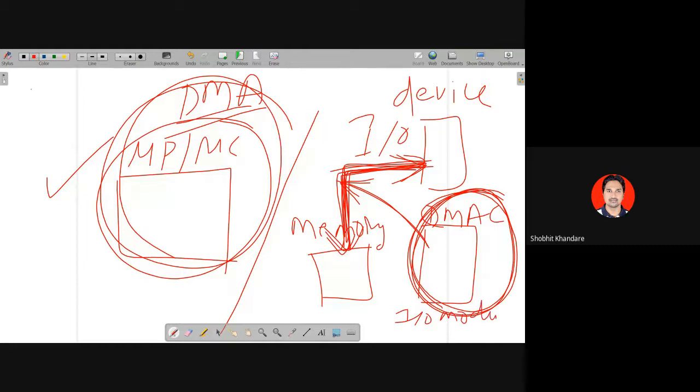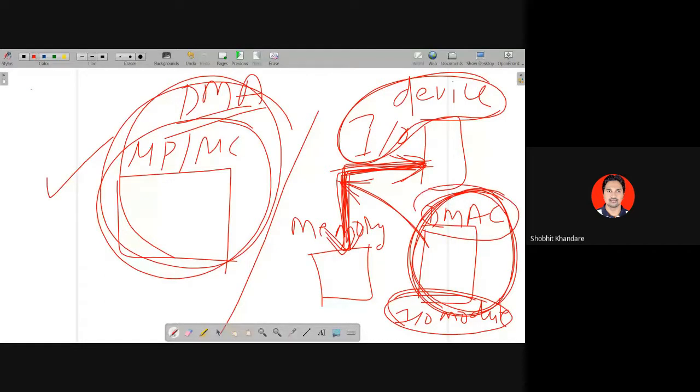Now there is a difference between an IO module and an IO device. There is a difference between the two. An IO device means your device, suppose a keyboard, a mouse, a monitor, they are called IO devices. An IO module means that which is responsible to carry out the data transfer between the memory and the device. So that is called an IO module. So here your IO module is your direct memory access controller.